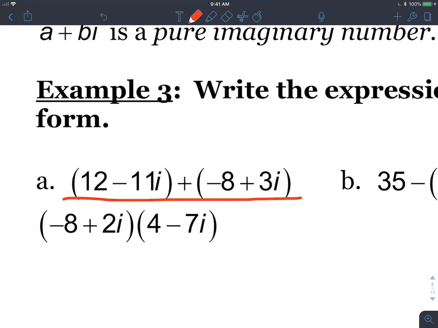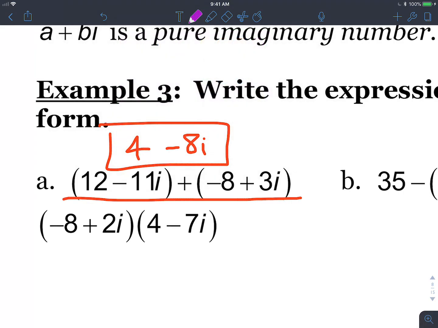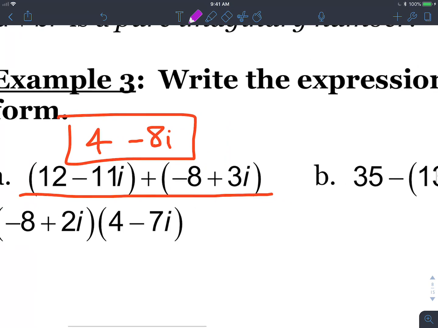But it's real simple. All you're going to do is combine the reals with the reals and the imaginaries with the imaginaries. So it's just like combining like terms. We combine 12 and negative 8. That combines up to 4. Then you have the negative 11i and the 3i. If you combine like terms, that's negative 8i. And that's how you leave your answer. So all you're doing really is combining like terms, basically adding, like if you had a bunch of x's.